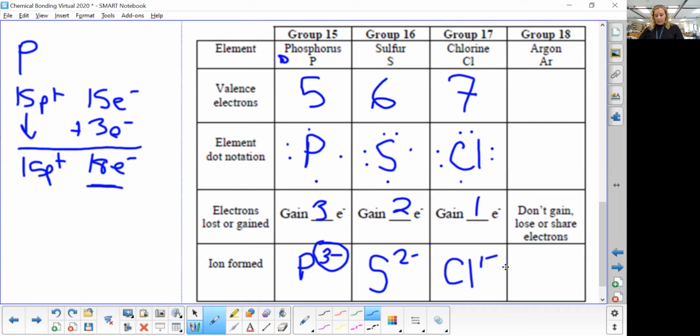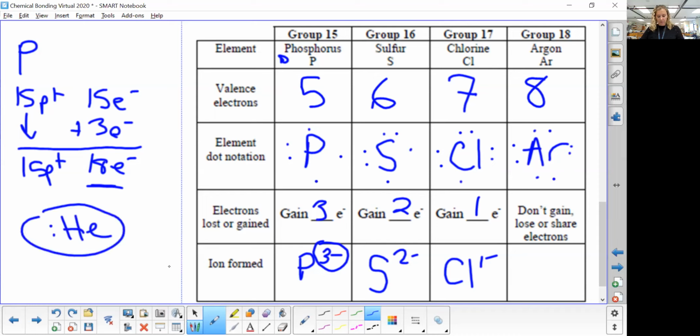And group 18, this is going to be everything except helium, all right? So helium would not be included in this, but they all have 8, all right? So except helium. And you could make a little note somewhere on your little table that helium is just going to have 2, okay? So not 8, but just 2.